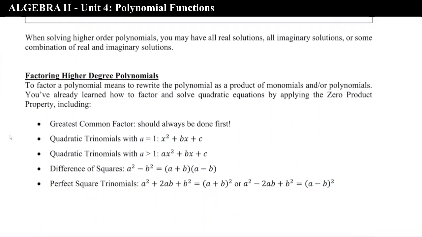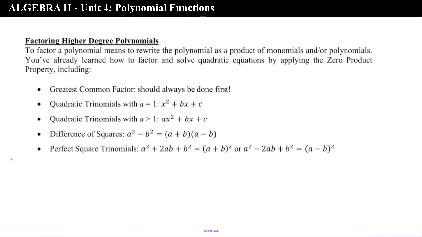Now, before we get into solving higher order polynomials, we need to talk a little bit about factoring. To factor higher degree polynomials, we're going to go over some new factoring techniques here. Let's first review some of the techniques we learned in the last unit. We've already learned how to factor and solve quadratic equations by applying the zero product property. If you have a few things that are multiplied by each other and it all equals 0, then one of those things being multiplied has to be 0 itself. And we factored the quadratic, got it down into factored form, and then set those pieces equal to 0.